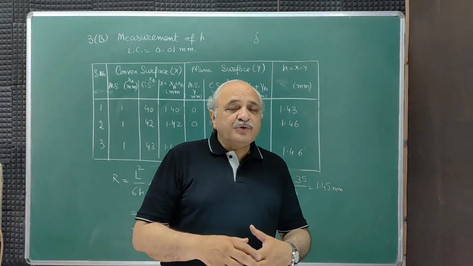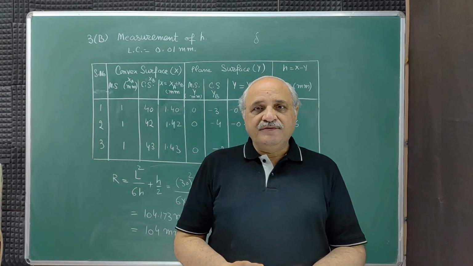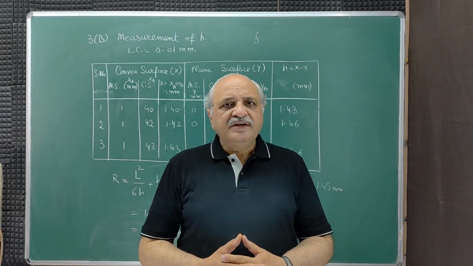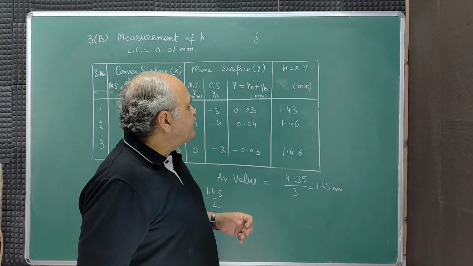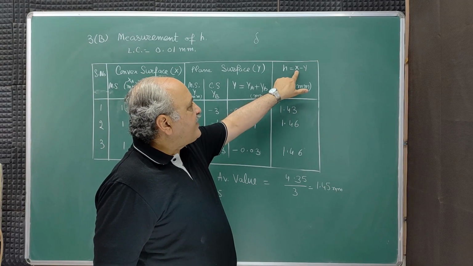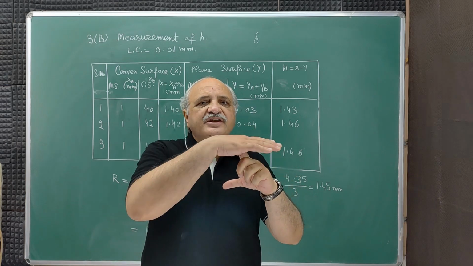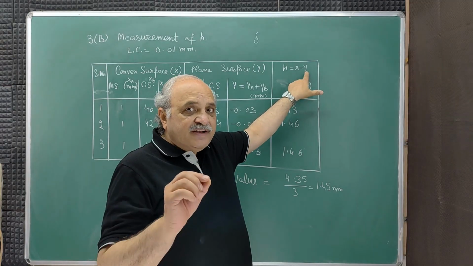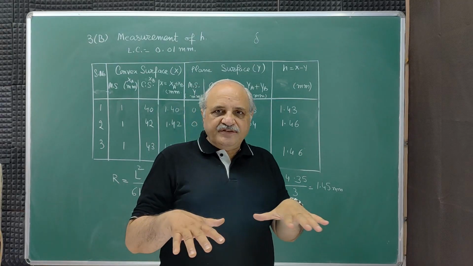Now you must have noticed that I have not discussed with you the zero error correction for this type of calculation. Why we have not done it? This is also very important. It is because we are actually calculating the H by subtracting the value of X and Y. This X is the position of the circular scale and Y also is the position of the circular scale, but the difference is X is on the spherical surface and Y is on the flat surface.